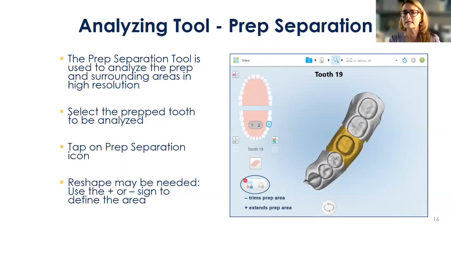So the analyzing tool, that's the prep separation tool. Again, it's to allow you to create your digital dye. It's not creating it, but it's you confirming that the digital dye is accurate, whether that be a prep tooth or an implant scan body. And I will show you live how to manipulate that image to correct it if it didn't auto-populate accurately.